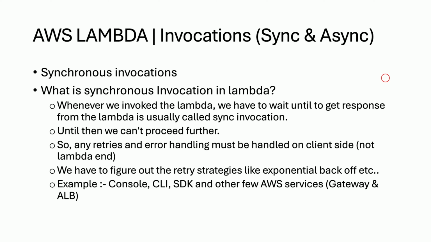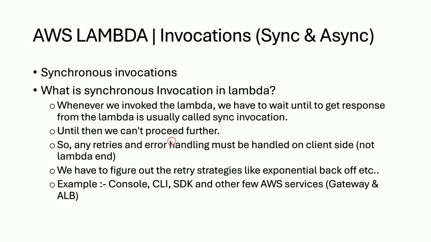So what is synchronous invocation in Lambda? Whenever we invoke the lambda, we have to wait until we get a response. Simple. You invoke a lambda from some source and you have to wait for the response. You need a result from the lambda. In such scenarios, we call it a synchronous invocation of lambda. Until we get the result from the lambda, we can't proceed further. So in such scenarios, we call the invocation a synchronous invocation.